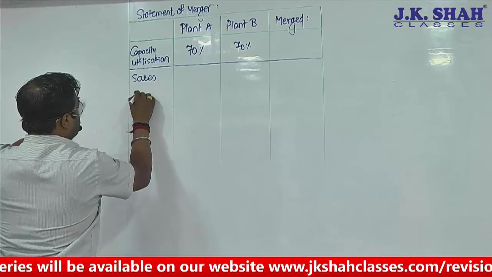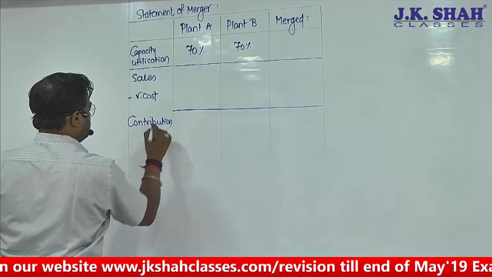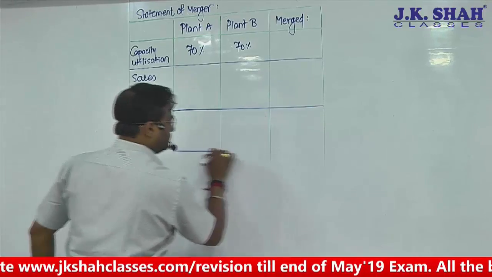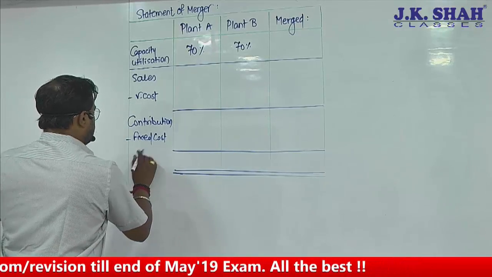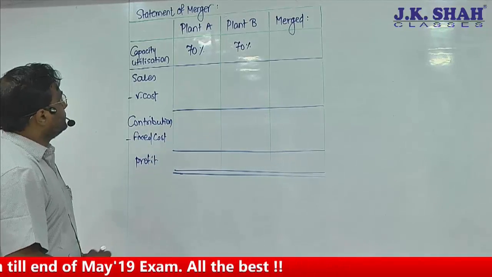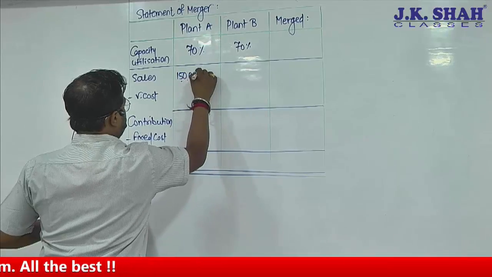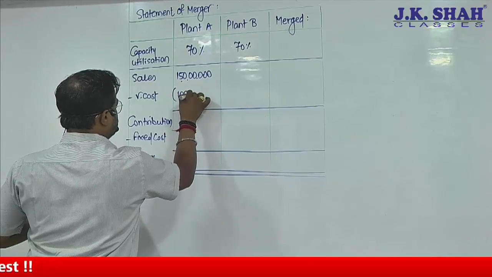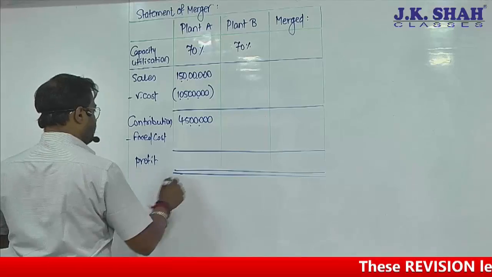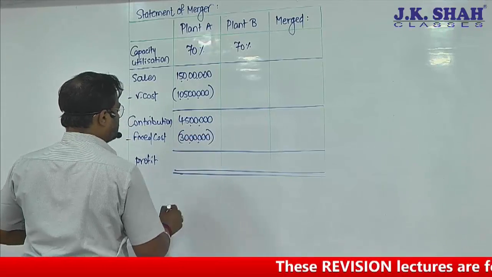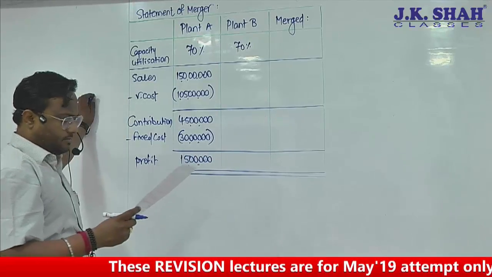So, sales minus variable cost will give me contribution, minus fixed cost, profit. A is already at 70%, it will remain at 70%, so no change. Sales 150 lakhs. Variable cost 105 lakhs. Contribution 45 lakhs. Fixed cost 30 lakhs. Naturally, my profit is going to be 15 lakhs. Correct?